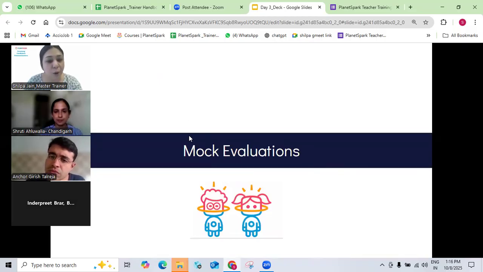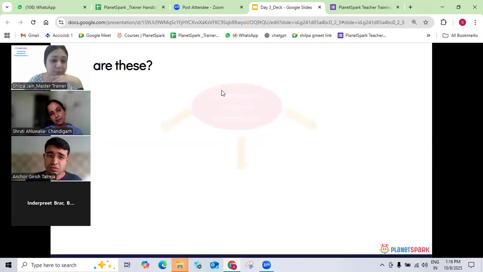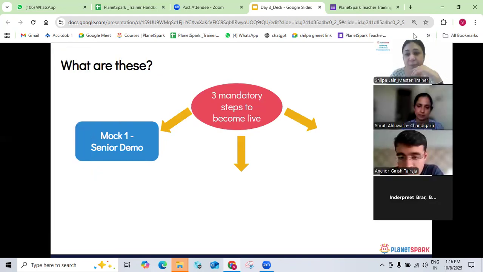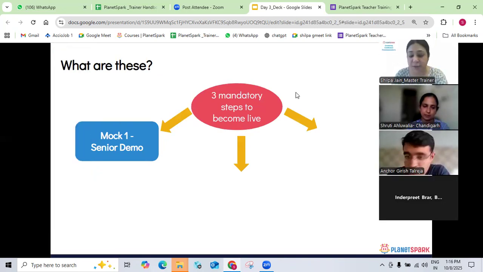Because your onboarding depends on mock evaluation. So this is the information that all of you have to listen very, very carefully. What are these mock evaluations? They are the 3 mandatory steps to become live. Mandatory means no option. You have to attempt the 3 mocks. You have to qualify the 3 mocks.